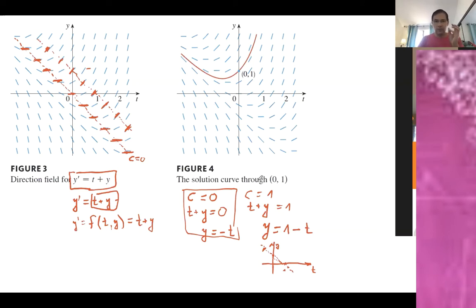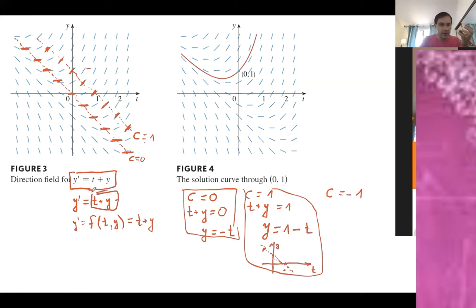And let's do one more example when C equals negative one. This line is not a solution, it's an isocline. So this is the isocline C, and it corresponds to all the slope being one. Let me do a negative one, just one more. If we had more time, we could do more of them. But I want to do one more. Let's do C equals negative one.